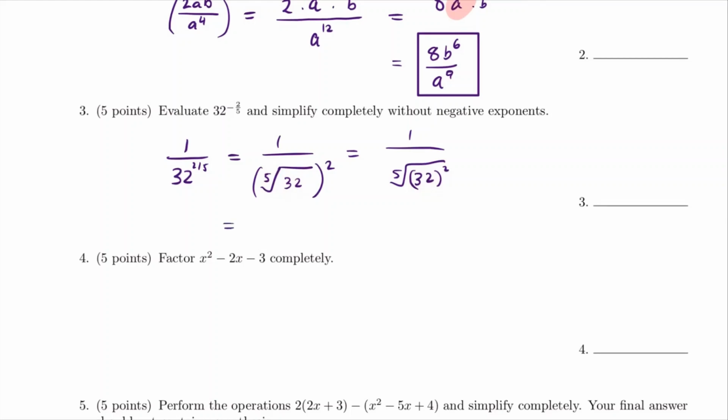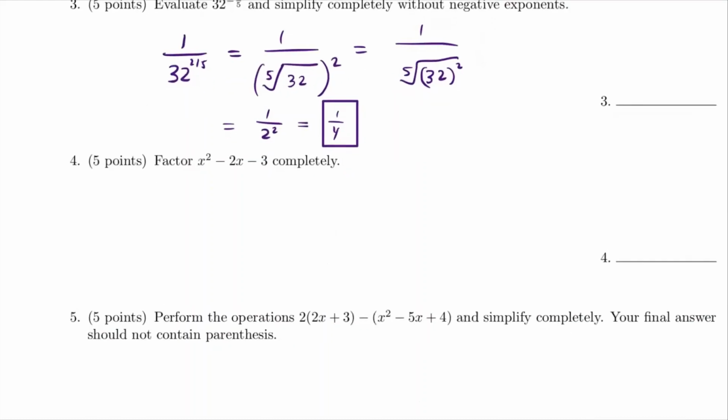So this gives me 2. So this is 1/2. And then I square that number, which is 1/4. So you see how easily I got to that answer compared to doing 32 squared and then taking the 5th root of that. So again, whichever way you prefer, this will be our final answer. And for the next problem, we're going to factor. So it's a quadratic. We're going to open up 2 parentheses like that.